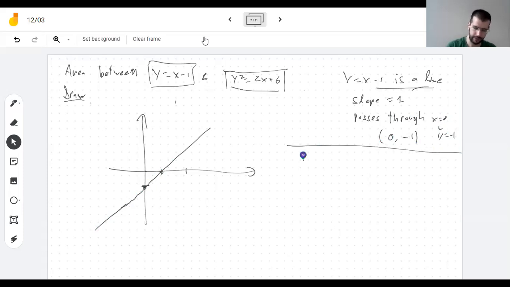Now, this is a parabola. What do I notice about it? When you replace y by negative y, I get the same thing. So it's going to be symmetric, but symmetric this way.